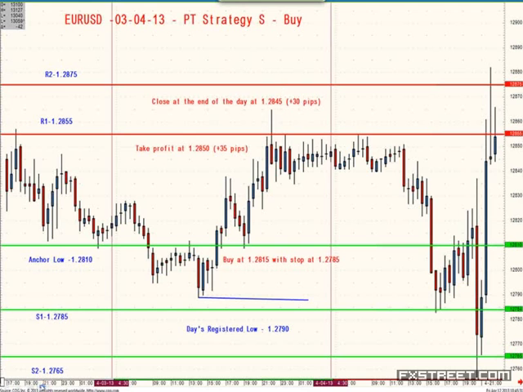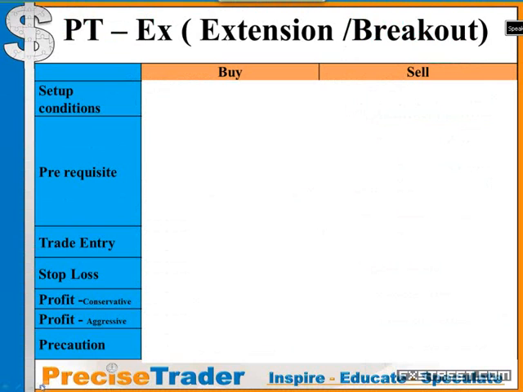Now, the time frame we use, all this you can use on the 15-minute chart, and 15 minutes is what we focus on. Mainly we focus all on the 15-minute chart.